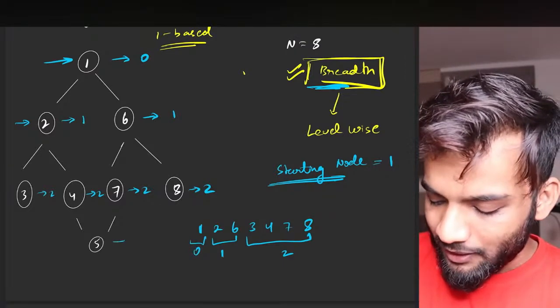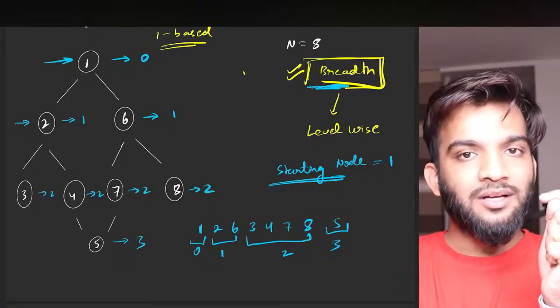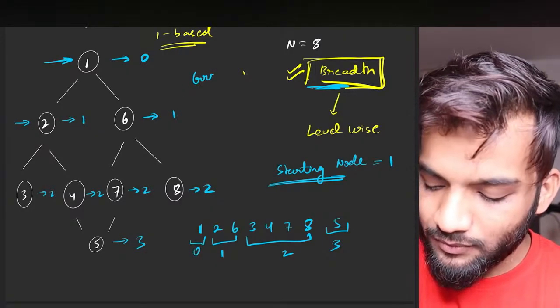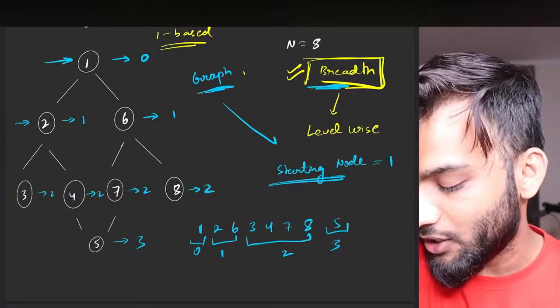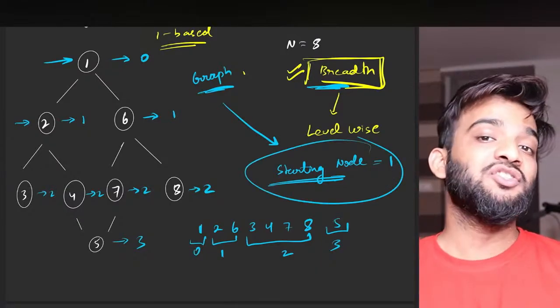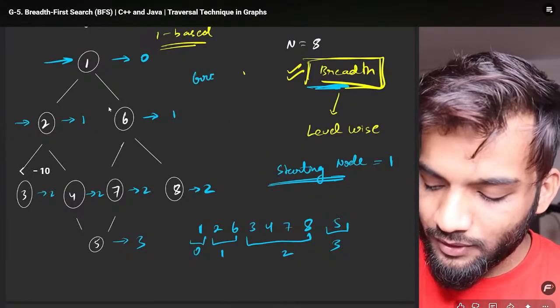Next will be level 3, and this is level 3. So this will be the breadth first BFS traversal of this particular graph. But this is if the starting node is 1, very very important. What if I change the starting node? So let's quickly change the starting node and understand BFS in depth.